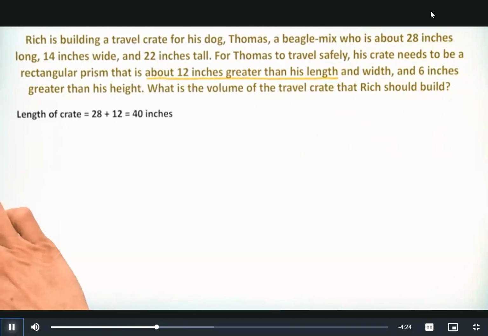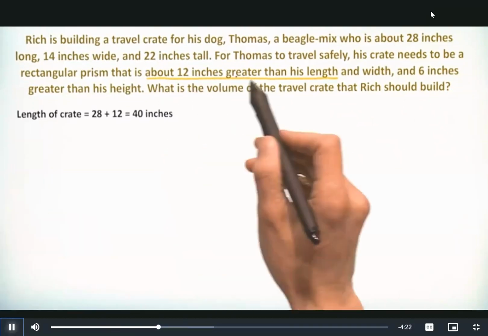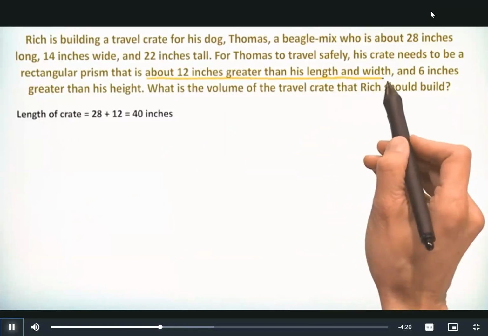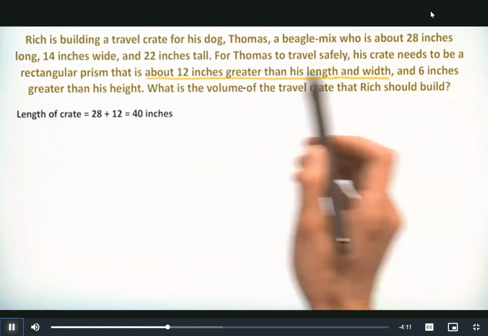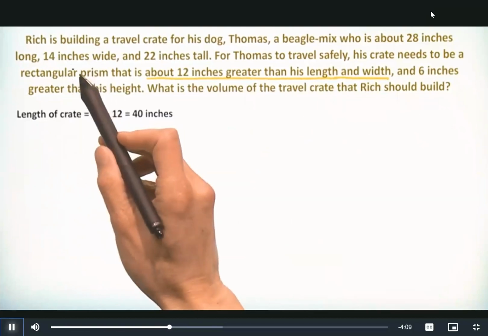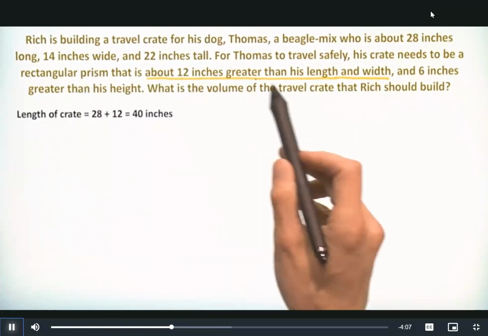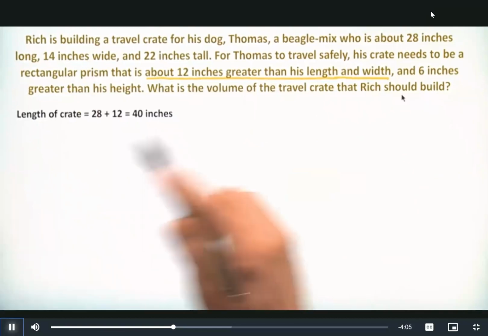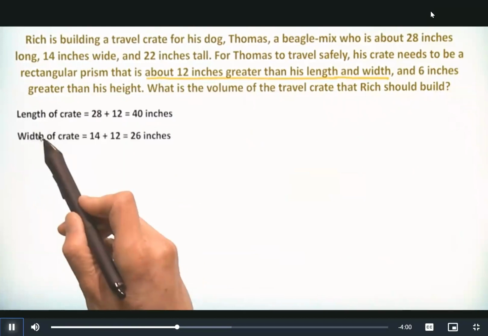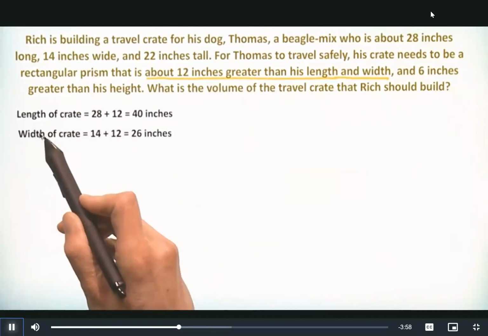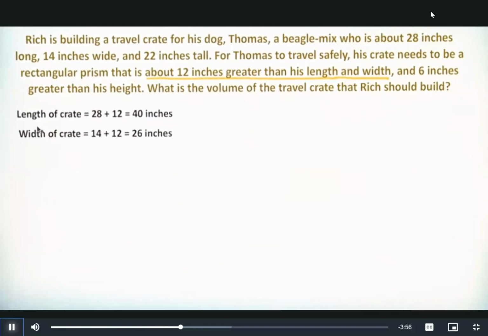And similarly, we see that the width also has to be 12 inches greater. So that means for the width, we have to take 14 inches and now add another 12 inches to make it 12 inches greater. So the width of the crate is 14 plus 12, which is 26. Okay, now what about the height?